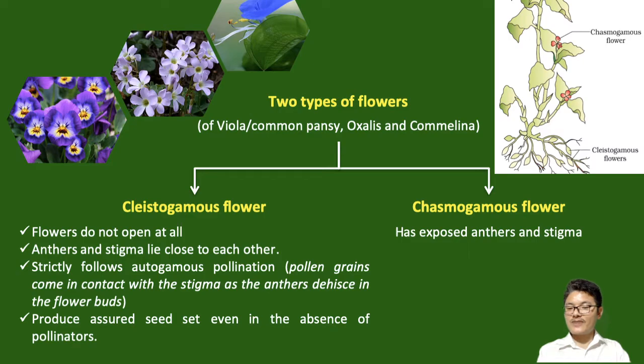So cleistogamous flowers usually start with Cl. That means which is very similar to close. Close is also starting with Cl. So cleistogamous flowers are closed flowers and chasmogamous flowers are open flowers, flowers which usually open in Viola, oxalis and commelina.